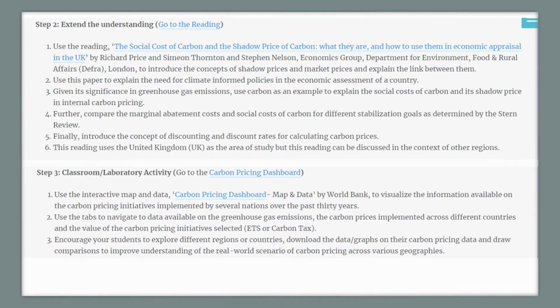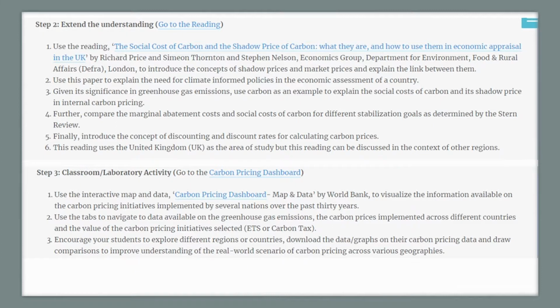You can now extend the understanding using the reading titled The Social Cost of Carbon and the Shadow Price of Carbon: What are they and how to use them in an economic appraisal in the UK. In this reading, you can have your students understand the need for climate-informed policies in the economic assessment of a country. Given its significance in greenhouse gas emissions, use carbon as an example to explain the social costs of carbon and its shadow price in internal carbon pricing.